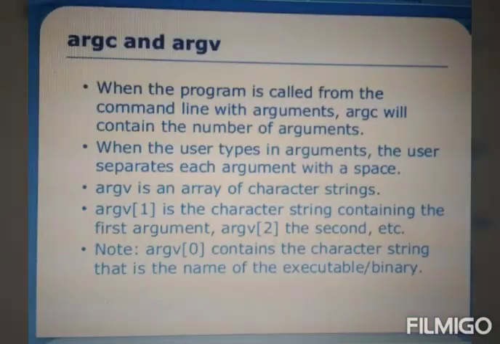argc and argv. When the program is called from the command line with arguments, argc will contain the number of arguments. When the user types in arguments, the user separates each argument with a space. argv is an array of character strings. argv[1] is the character string containing the first argument, argv[2] the second, and so on. Here is a note: argv[0] contains the character string that is the name of the executable or binary.